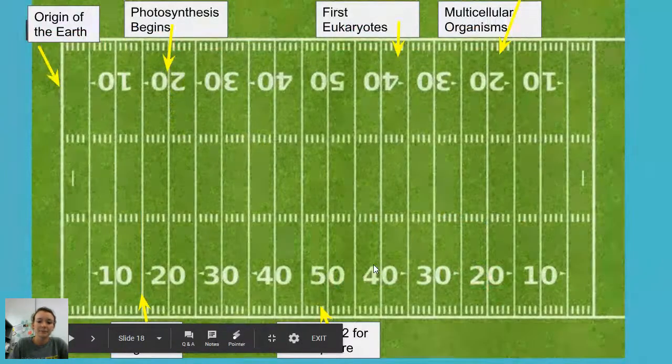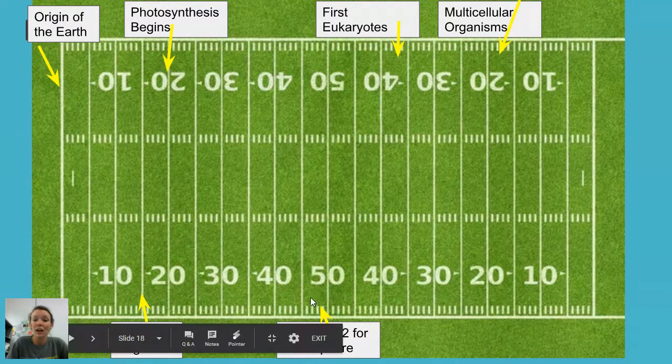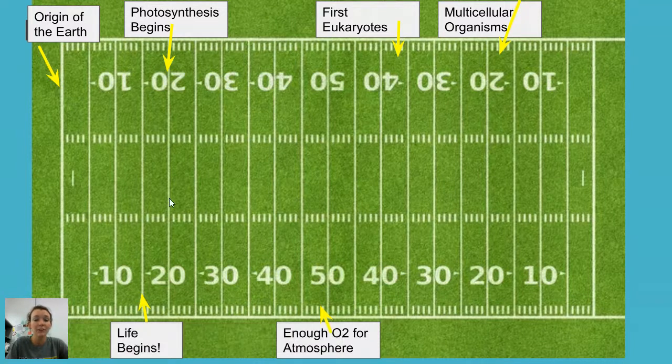All right. Back to my favorite analogy, okay? The football field, okay? So this is pretty crazy, okay? But here's the origin of Earth, right? All the way down here. So we have life beginning at the 15-yard line, and then photosynthesis starts at about the 20-yard line, but we don't actually have enough oxygen to make an atmosphere, which is what I was referring to when we talked about the oxygen revolution, right? Until the 48-yard line.